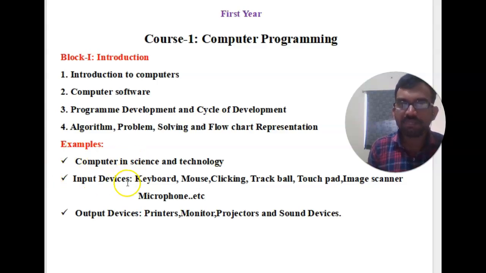And what are the input devices? Like keyboard, mouse, clicking, trackball, touchpad, image scanner, microphone. These are the input devices. Some examples: they will ask what the input and output devices are, as a brief introduction. Output devices are printer, monitor, projectors and sound devices. I gave a brief introduction about what the input devices and output devices of the computer are.